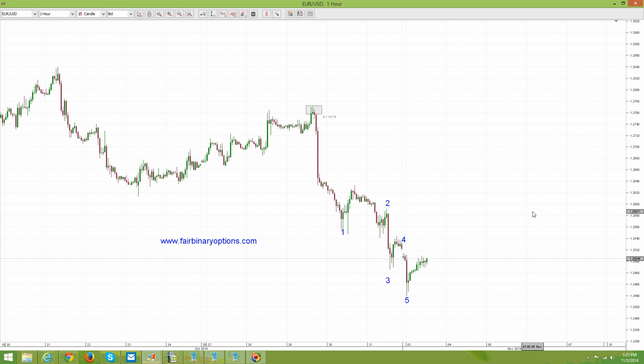Like any falling wedge, price is traveling within the 1 and 3 and 2 to 4 trend line. This would be the 1 and 3 trend line. This would be the 2 to 4 trend line. And now, surprise, surprise, the 2 to 4 trend line is broken.